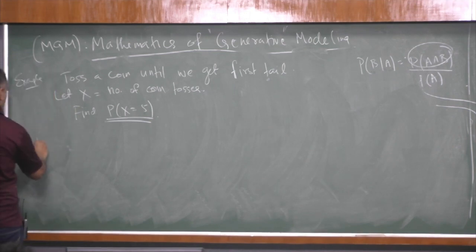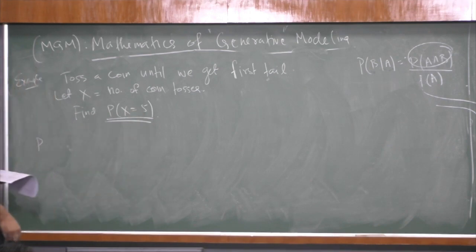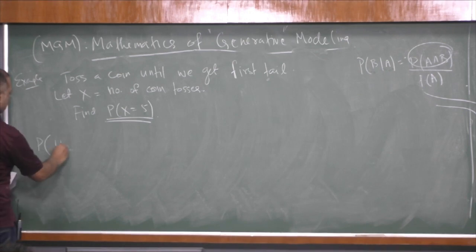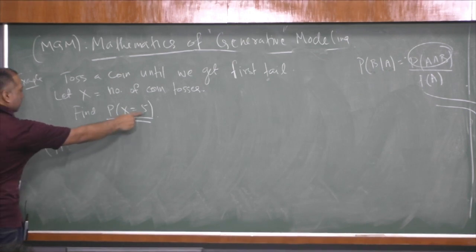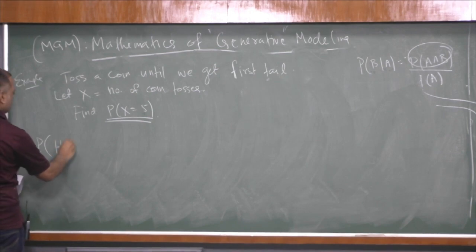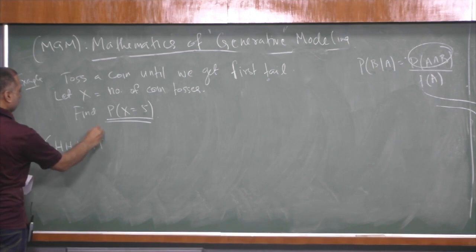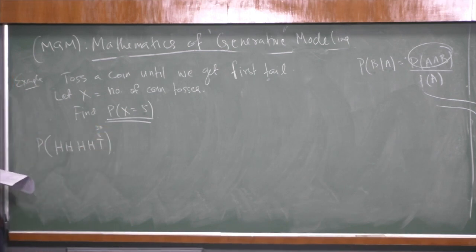In this case, what we are trying to say is X is 5. On the fifth toss I get the first tail. The event here means that the earlier tosses have to necessarily be head, because I want exactly the fifth toss to be the first tail. So all the previous ones must have been head, and then I get the tail at the fifth toss. This is what we are expecting as an event.